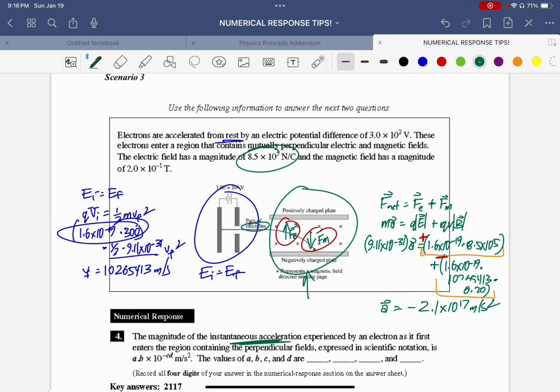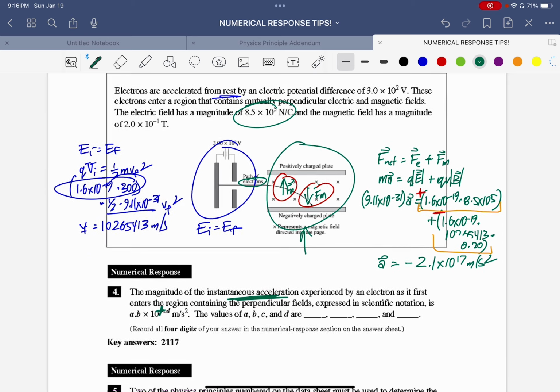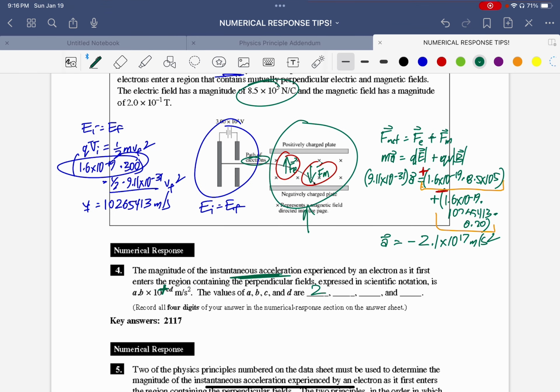Now, they ask me for 10 to the negative CD. That's a typo. That should say 10 to the positive CD in that question. So our answer is negative 2.1 times 10 to the 17. We're going to express that as 2117. 2.1 times 10 to the 17. Bubble that in.